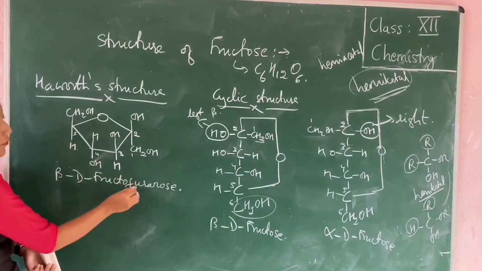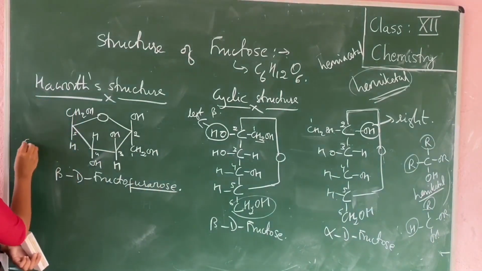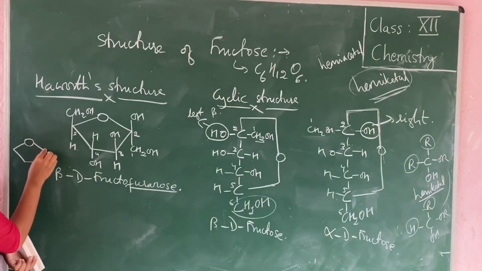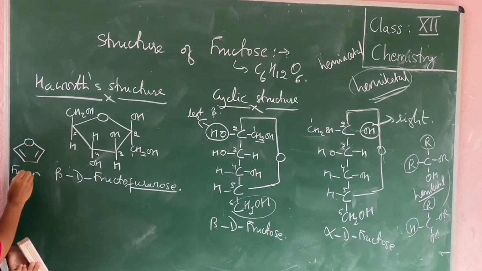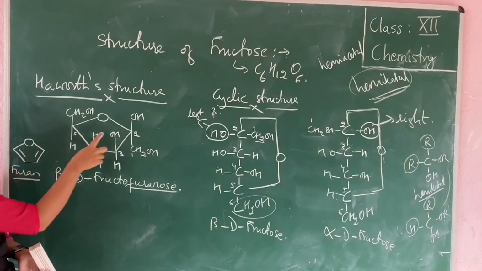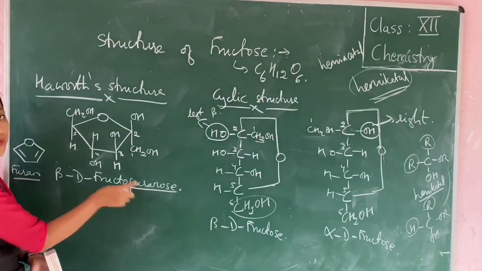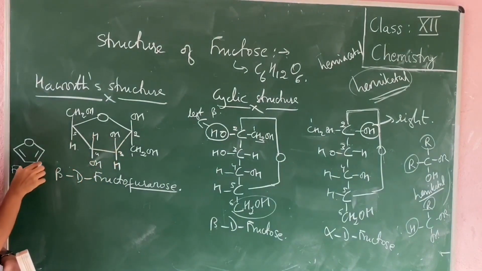Now furanose refers to furan because it resembles the structure of furan, a 5-membered ring. Therefore, this is also called fructofuranose. It resembles the structure of furan.